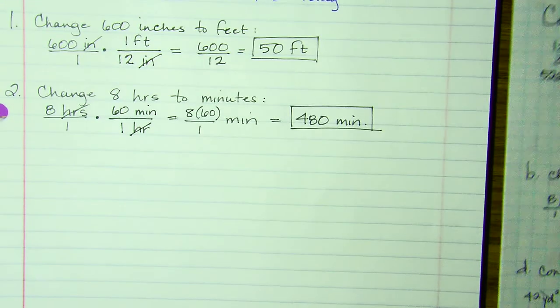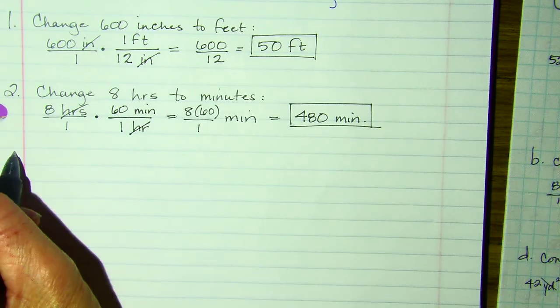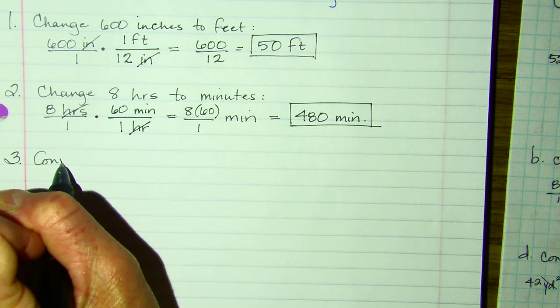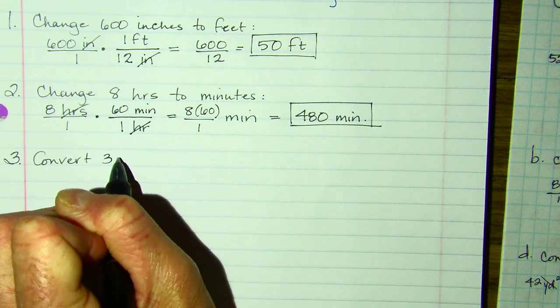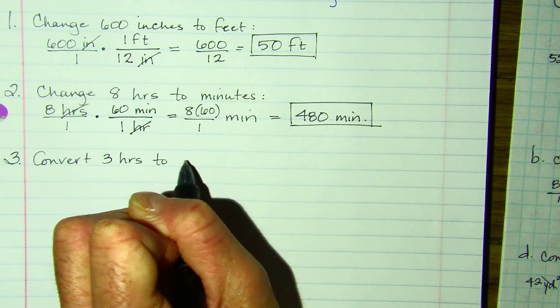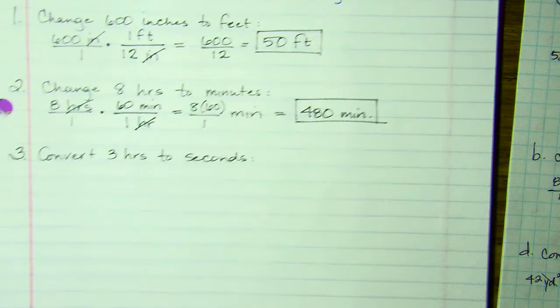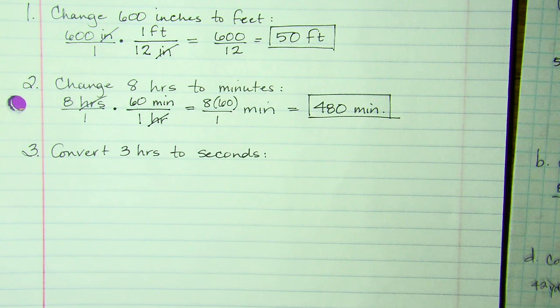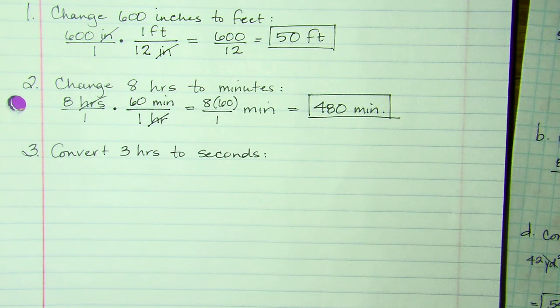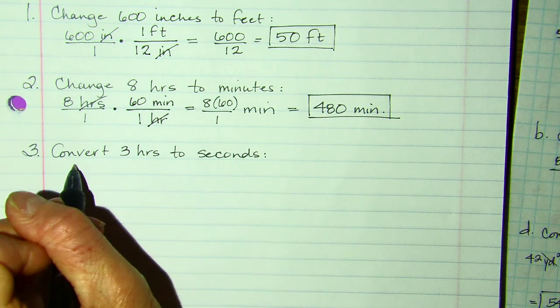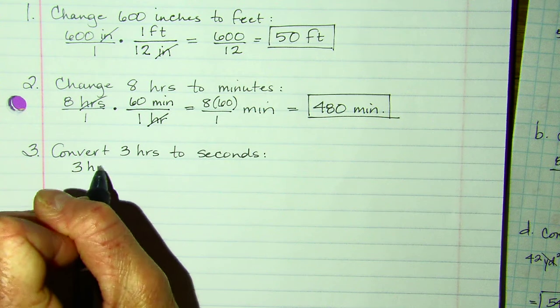Okay, now we're going to start to get a little bit more complicated. So the next one, convert 3 hours to seconds. And you've really got to think about this, you guys. This should be stuff that you can do. This is math that's actually applicable. Like, you should be able to convert these. So let's start with what they gave us. I have 3 hours over 1.